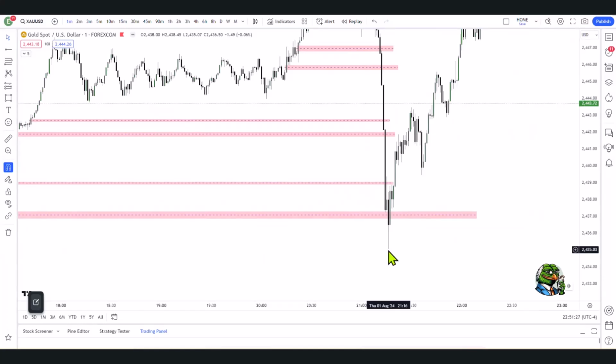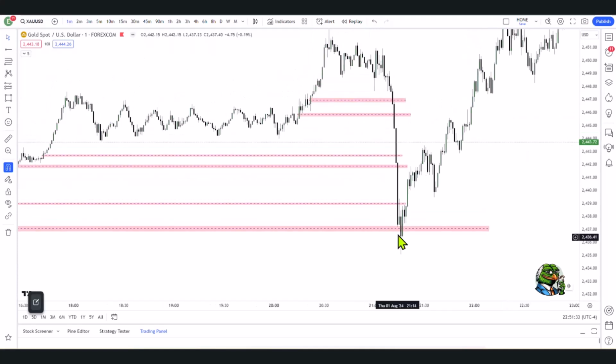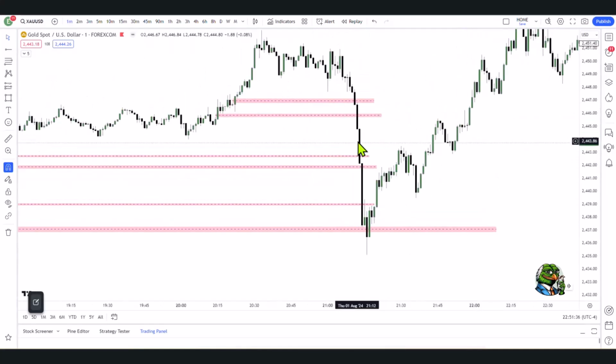But I'm looking at the clock. I'm looking at time. I'm not ready to enter yet. We come up into this fair value gap, and it's 9:29. There's a 9:30 candle there.